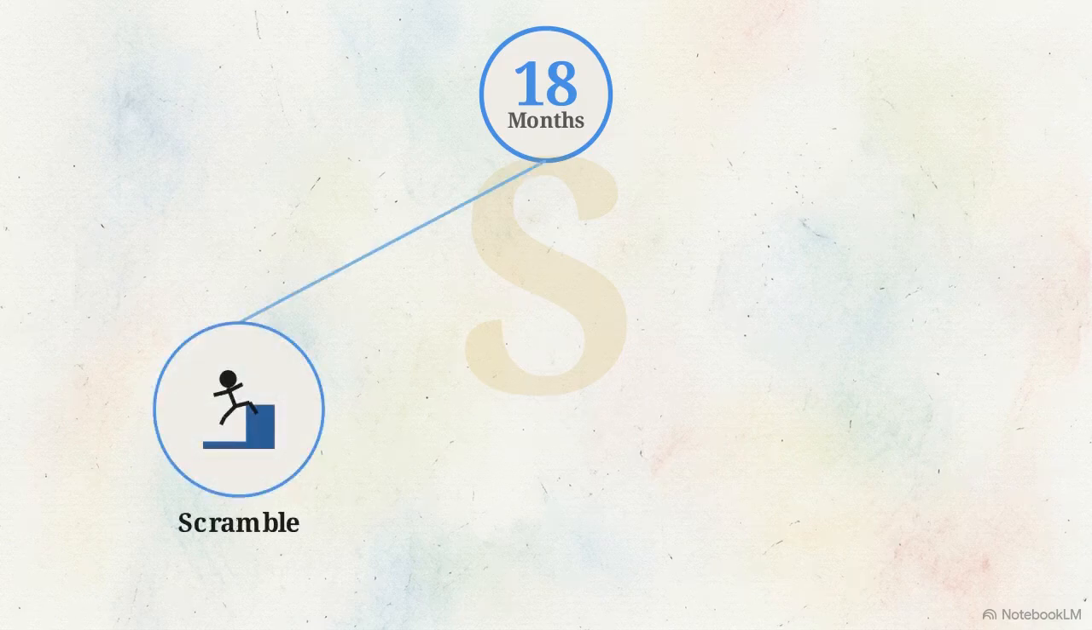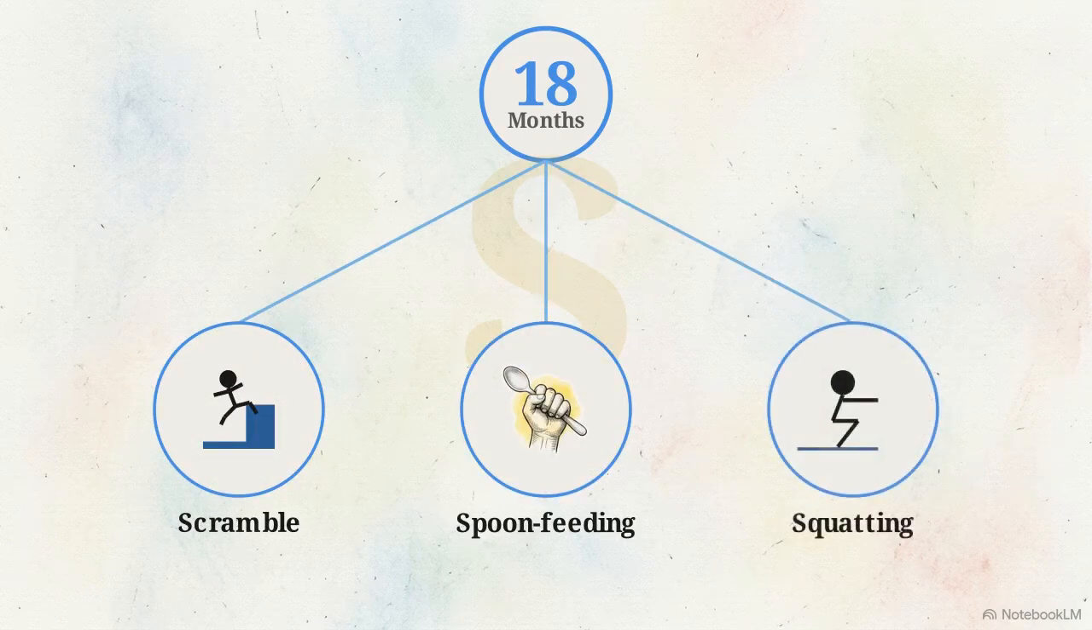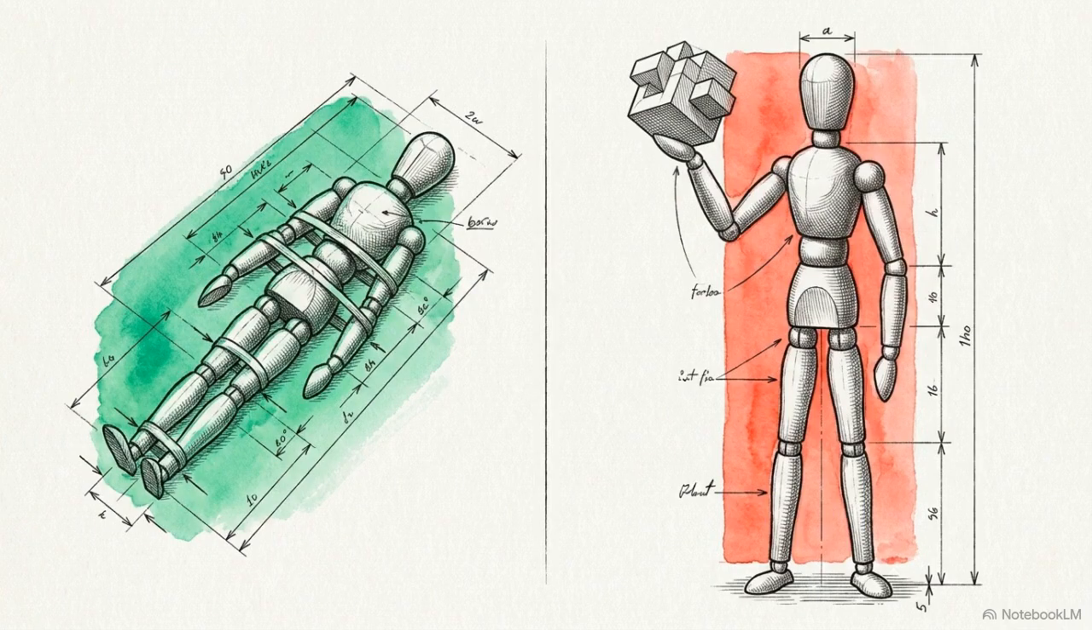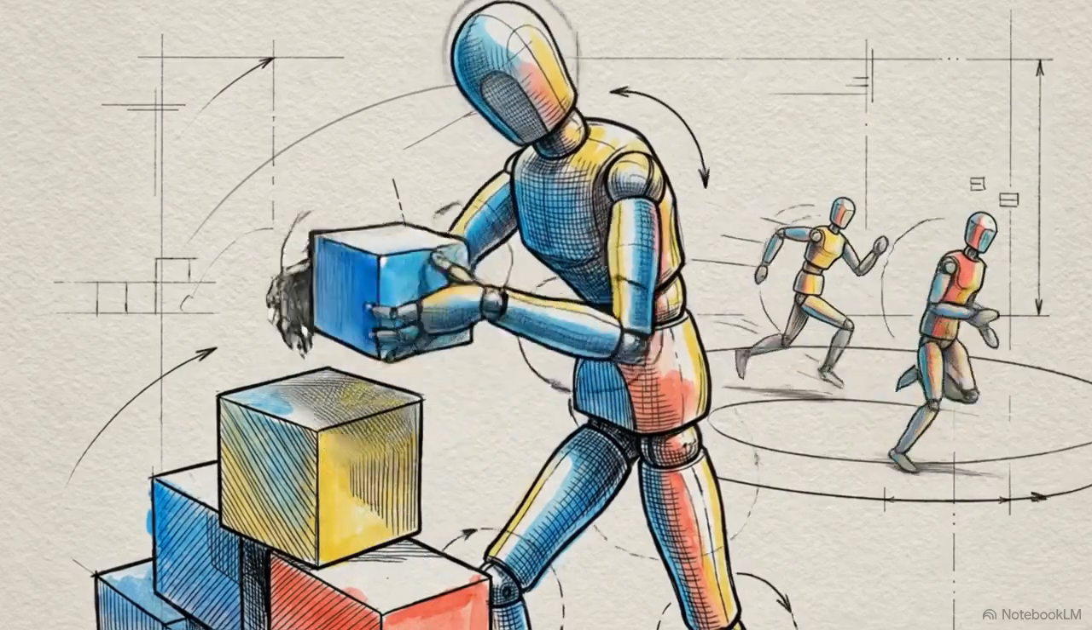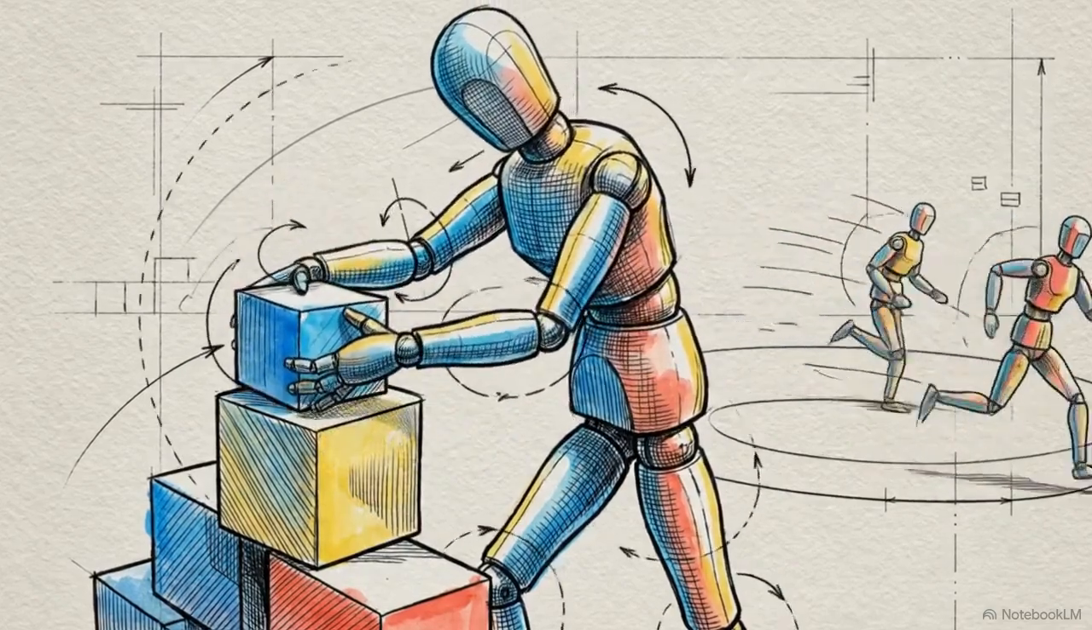We also track 3 specific physical actions that begin with the letter S. These are scramble, spoon feeding, and squatting, the mechanical precursor to running. These metaphors allow us to track the transition from an immobile infant to an increasingly independent toddler. From ages 2 through 5, the matrix focuses on yearly intervals to track sophisticated linguistic and social milestones.